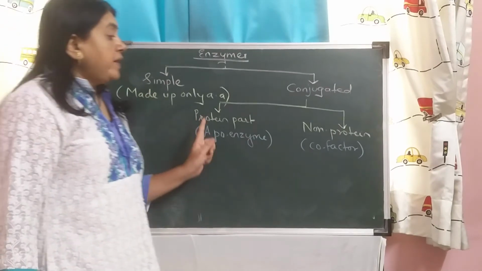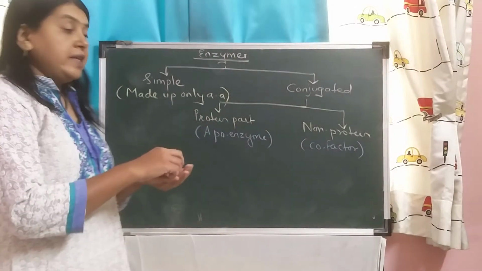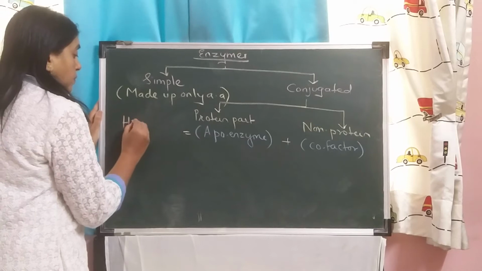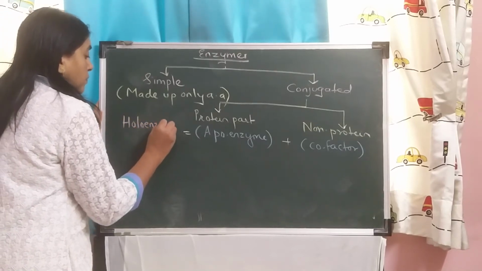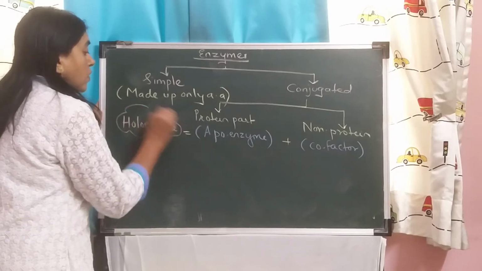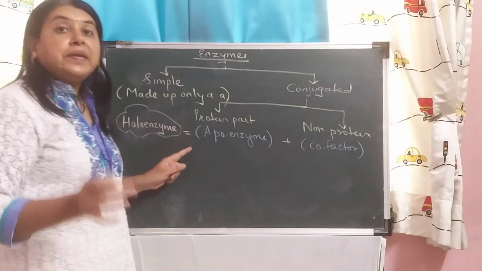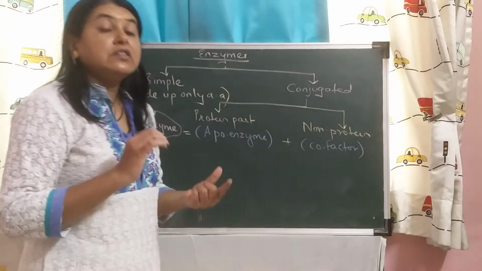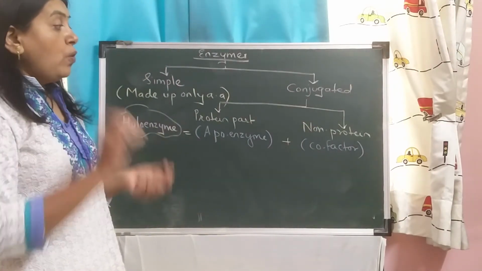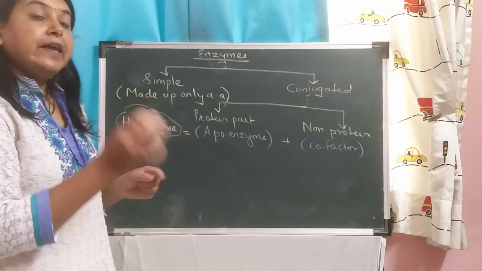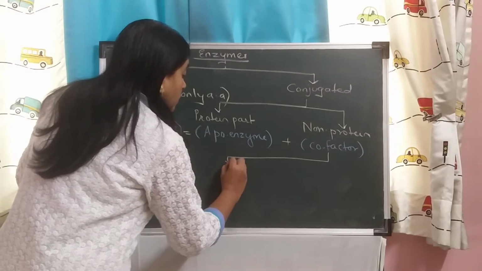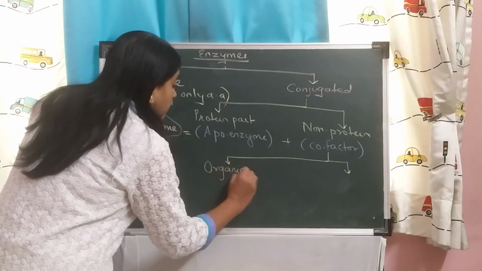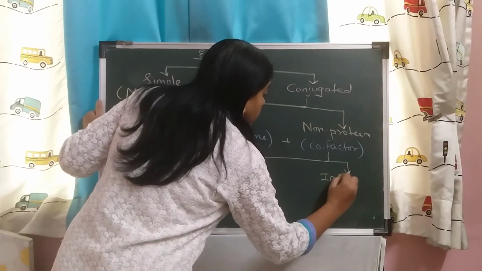Okay, the protein part, that is apoenzyme, and the non-protein part, that is cofactor, together form the holoenzyme. So holoenzyme, holo means complete. Complete enzyme is formed by the combination of apoenzyme, that is protein part, and cofactor, that is non-protein part. Now the cofactor or the non-protein part is further divided into two types. Those two types are organic cofactor and inorganic cofactor.